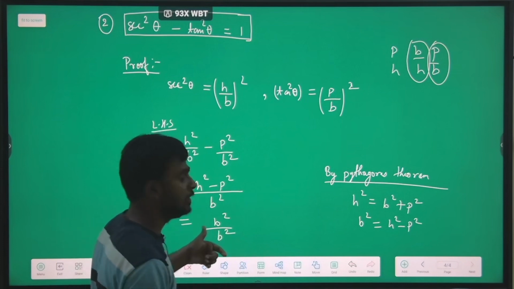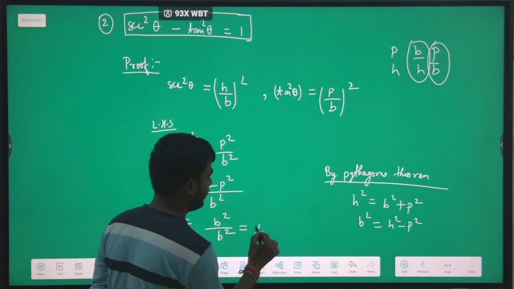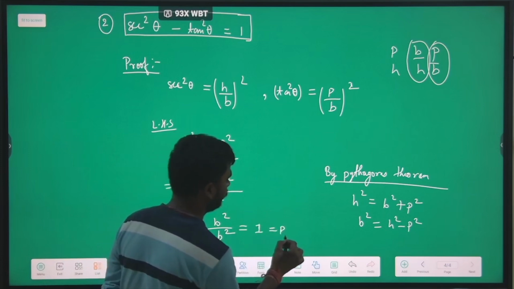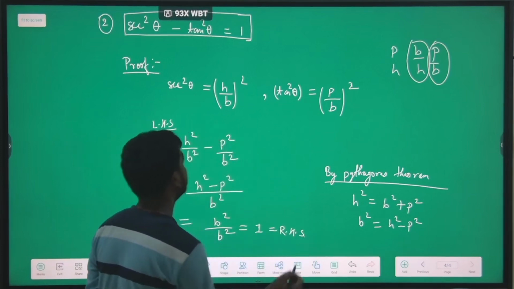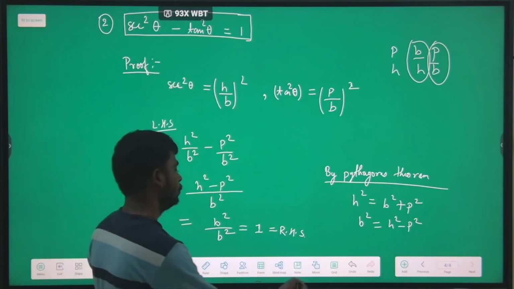So it will be b square upon b square, and b square upon b square will give the value as 1, which is equal to RHS. Hence, we can say that sec square theta minus tan square theta is equal to 1.